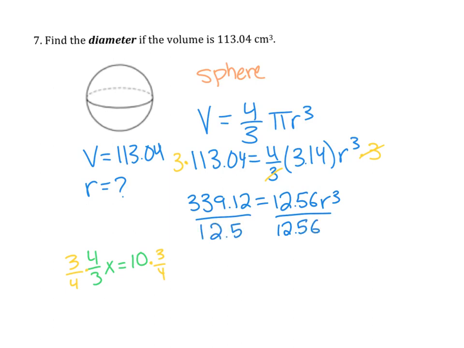Now I need to divide by my coefficient, 12.56, and I am left with 27 equals r cubed. Luckily, I know the cube root of 27. The cube root of 27 is 3. That tells me that my radius is 3.